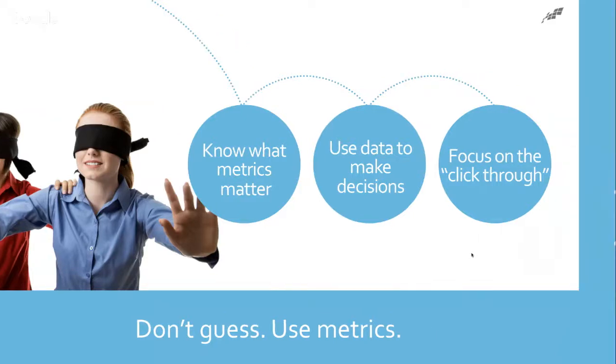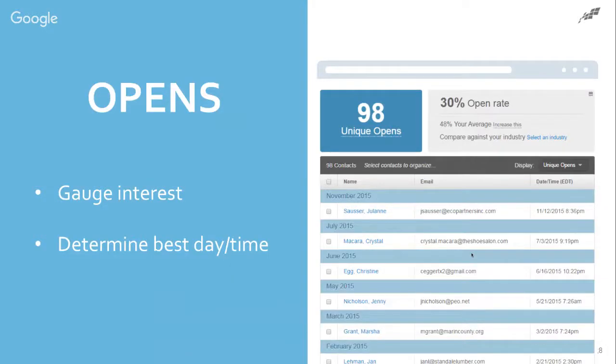Here's a little bit on opens. First, opens are a way to gauge interest and to see how well received your subject lines were, maybe also to determine your best time. In this case, people were looking at this message 30% of the time. Here's the people that opened it. So 30% open rate, 48% is your average, so it's not as good as normal. So we might want to look at why that open rate was lower than normal.